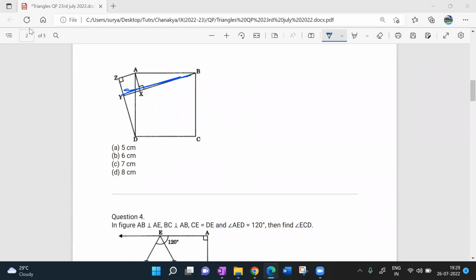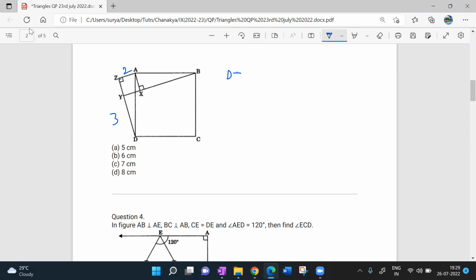DY is 3 centimeters, so XB is 3 plus 2. AZ is given as 2, right? So it will be 5. XB is 5.